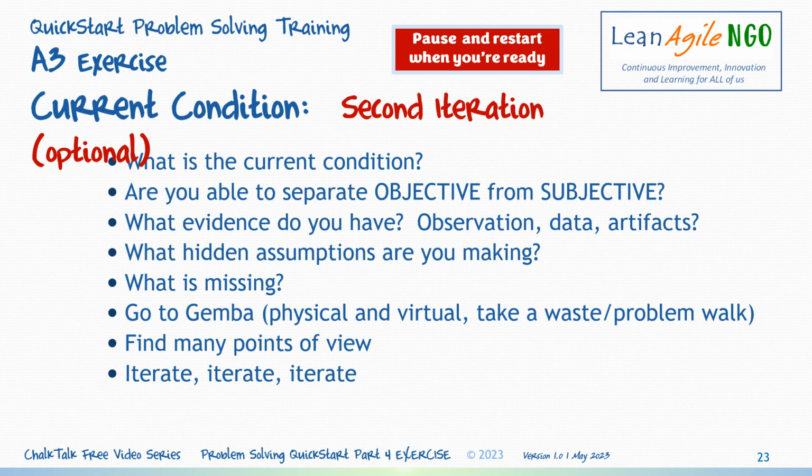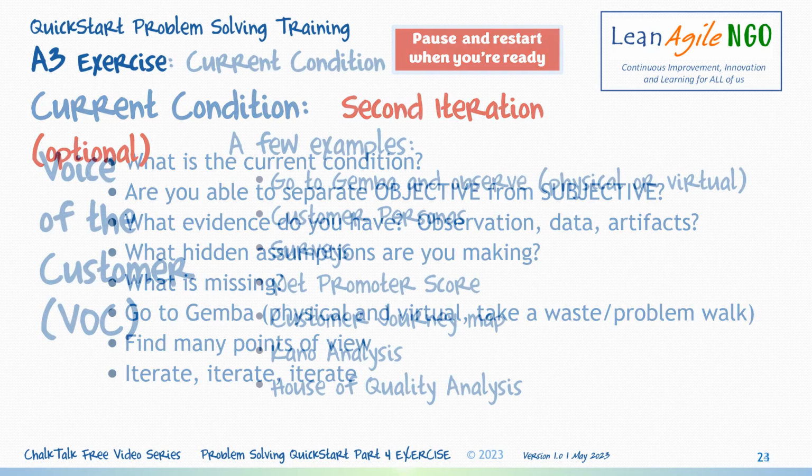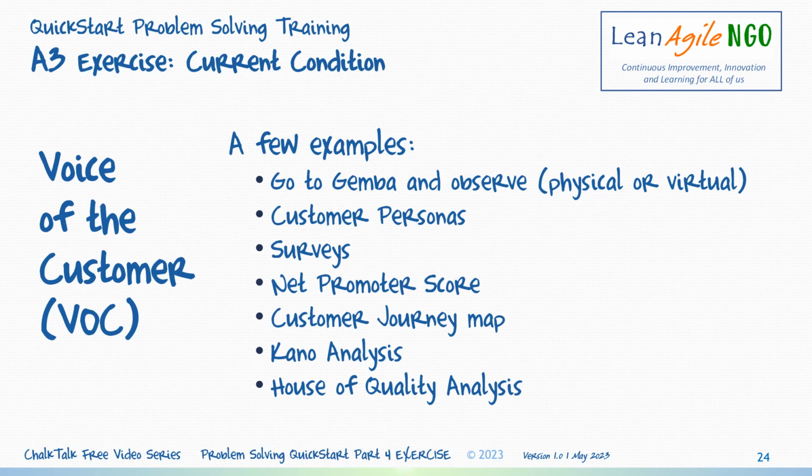Now go ahead and pause the video and work through this if you feel it's worth the additional time. Then restart. And whether or not you do this on the exercise, remember it's important to work through current state more than once because your thinking evolves as more evidence emerges. Now let's take a look at a few more tools that might help you understand your current state even better.